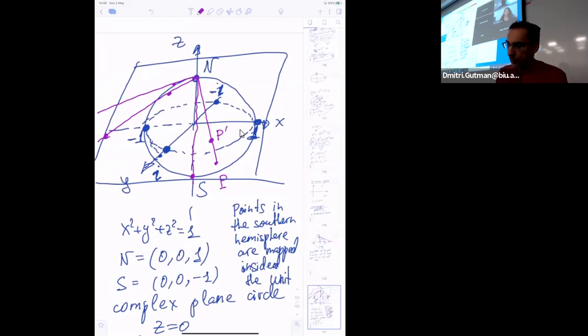And therefore, I can call the northern pole the point at infinity. So any finite point on the complex plane will be somewhere on the sphere except the northern pole. And northern pole itself will be at infinity.